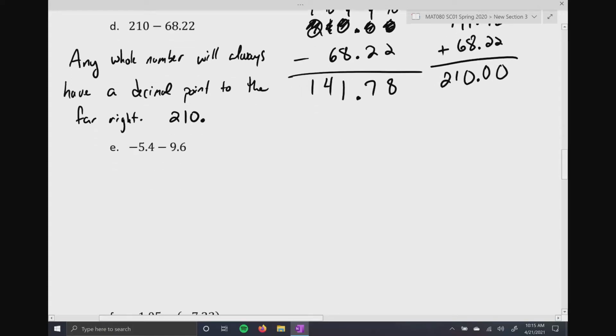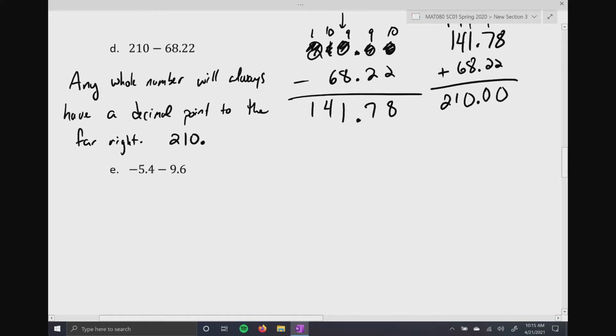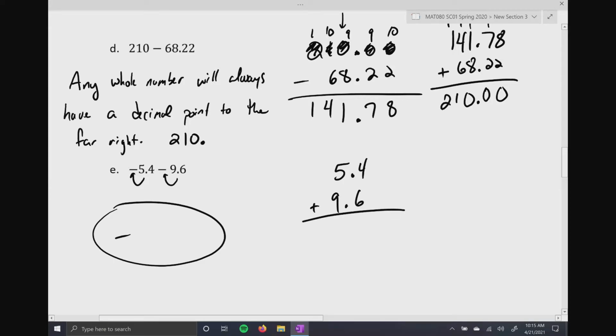Now let's look at letter E. Now, letter E, we've seen problems like this before. Notice the signs in front of the numbers are the same. So what am I going to do with these two decimals then? Thank you, Mike. So we're going to add them and keep the sign. So I know the answer is negative. All right, let me catch up with you. So I'm just going to add them together. 4 and 6 is 10. Carry the 1. And then 9 plus 5 is 14. Plus 1 more is 15. So you get negative 15. Everybody, are we on the same page?